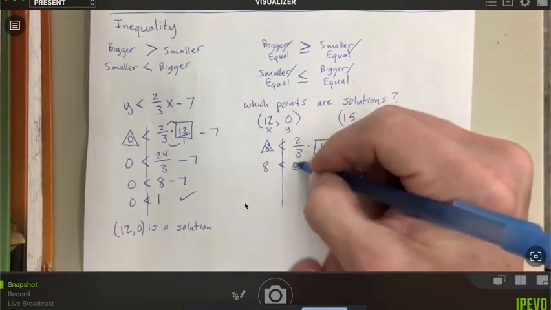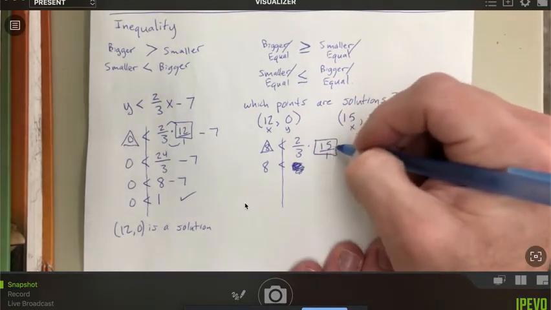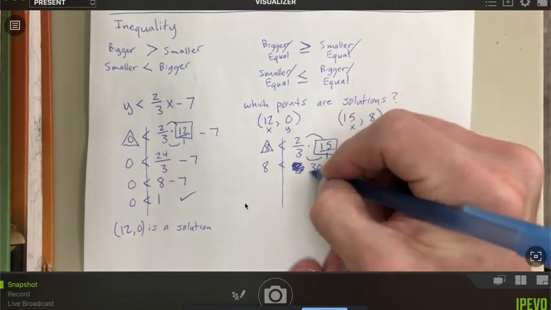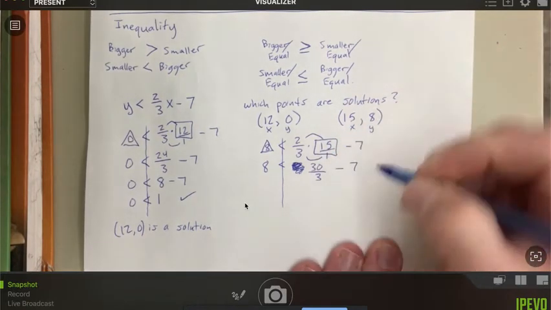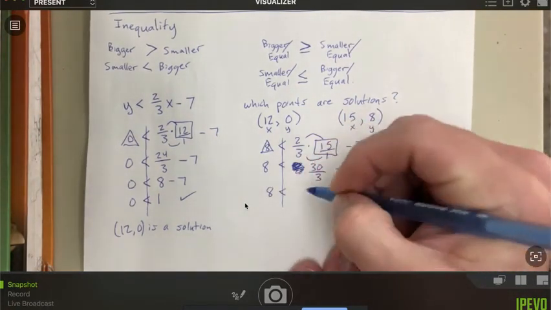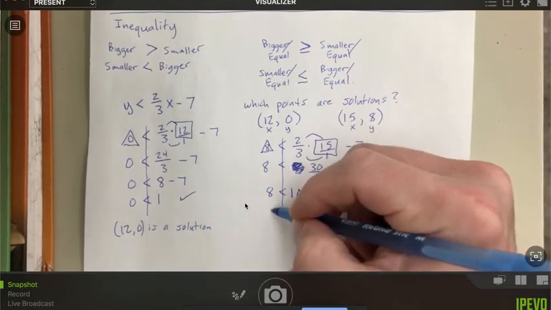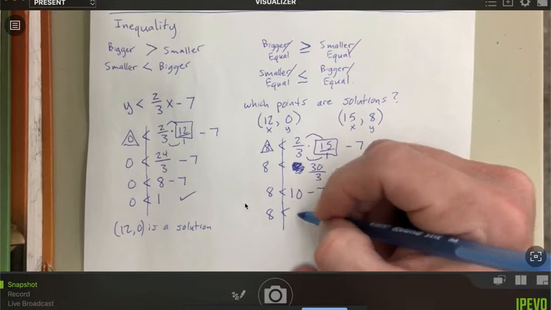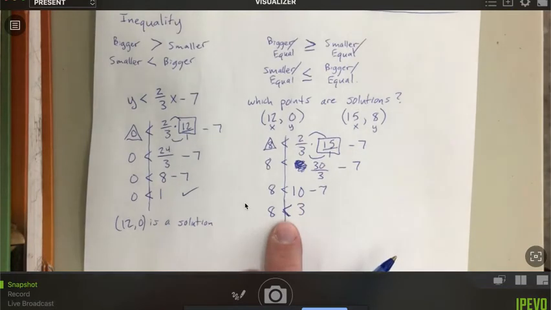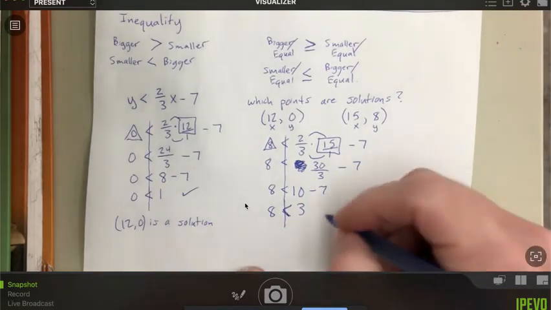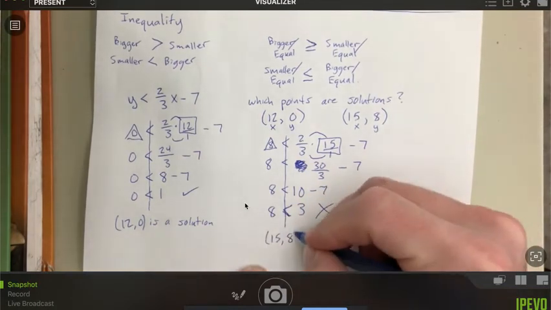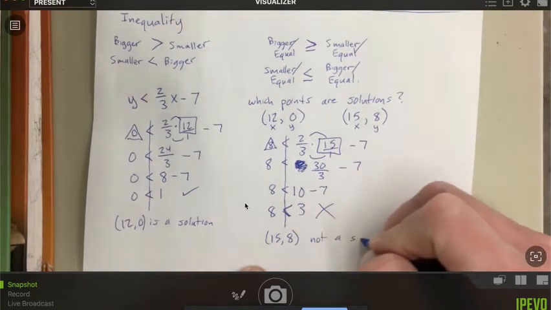Sorry. Ignore my sloppiness here. So thinking of this as 15 over 1, 2 times 15, 3 times 1. That'll be 30 over 3 minus 7. 30 divided by 3 is really just 10. Minus 7. And so this says 8 is smaller than 3. 8 smaller than 3. Clearly not true. So that is going to tell me that 15, 8 is not a solution.